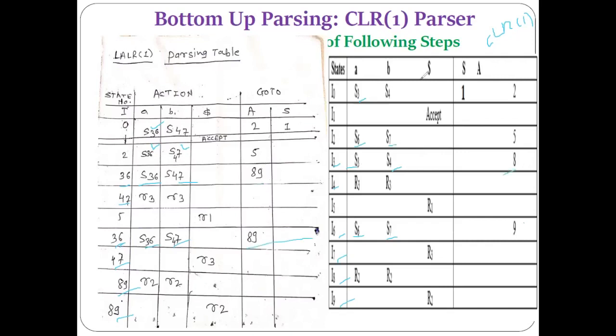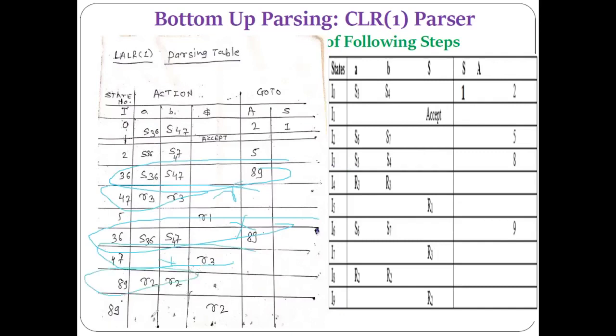In this way, after doing this, you have to merge the states. And how to merge, I already told you. These 3-6 and these 3-6 will be merged. This will get cancelled. This 4-7 and this 4-7 will be merged. This will get cancelled. R3 will get shifted here, and out of these, the second 8-9 will be deleted, and this R2 will be shifted here. And finally, you will get the parsing table like this.